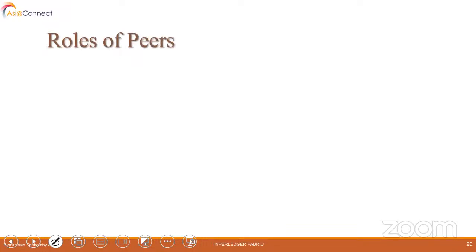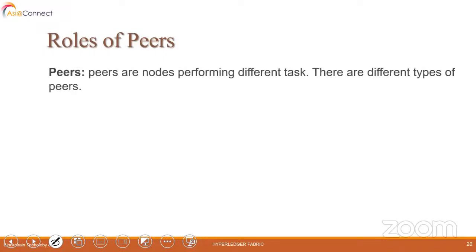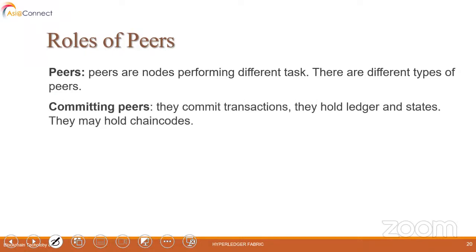Now, let me come to specific roles of peers. Okay. So peers, as I have told you, are fundamental units of the Hyperledger Fabric network. So peers are nodes performing different tasks. There are three different types of peers. One is a committing peer. What does that mean? They commit transactions basically, right? So because they commit transactions, they must be validating the transaction.